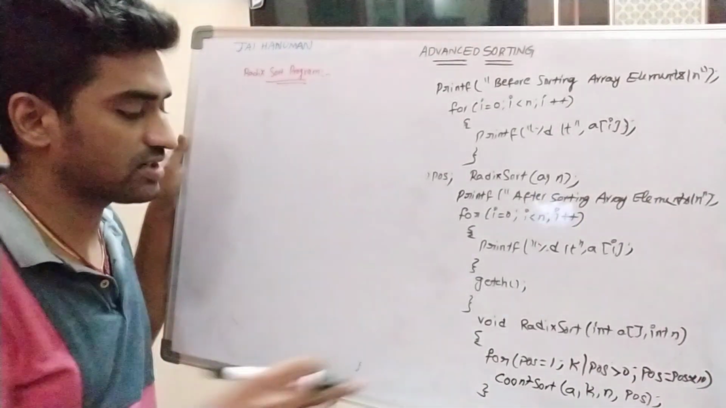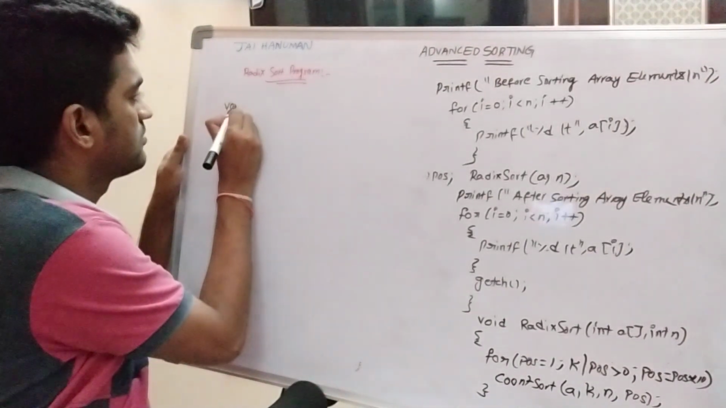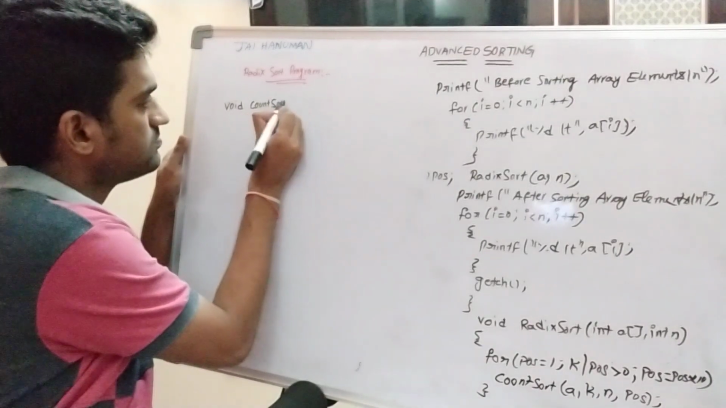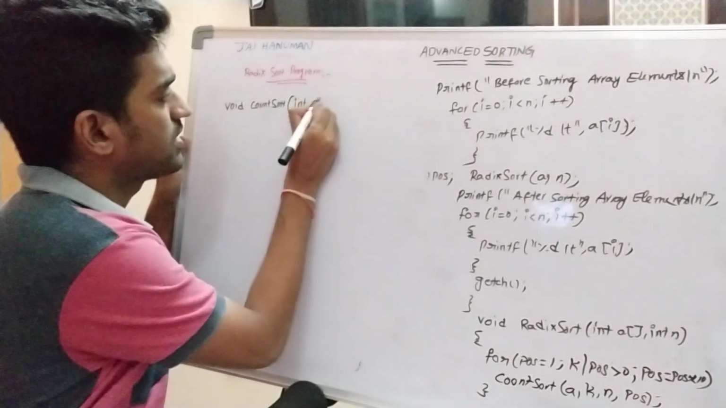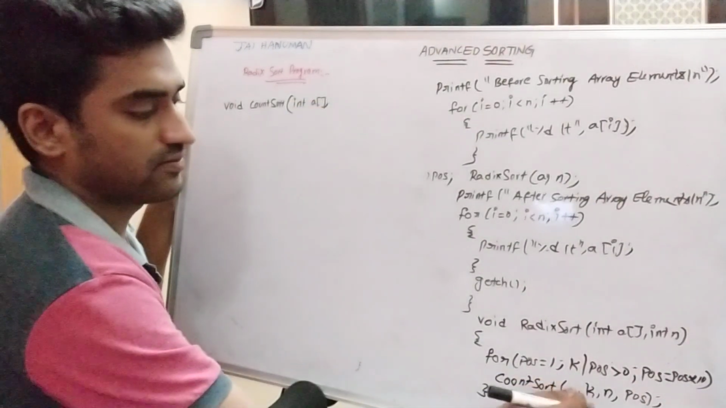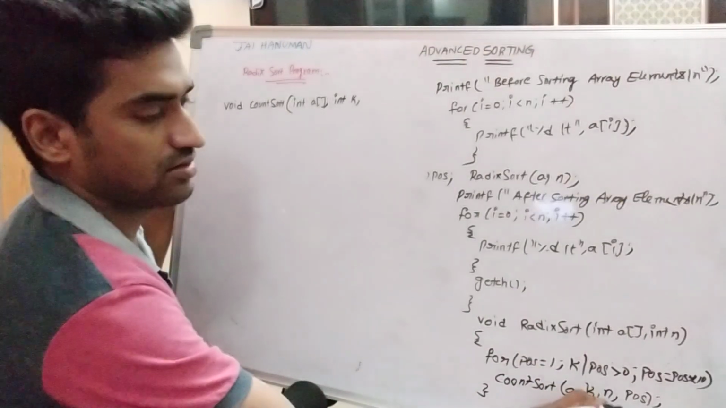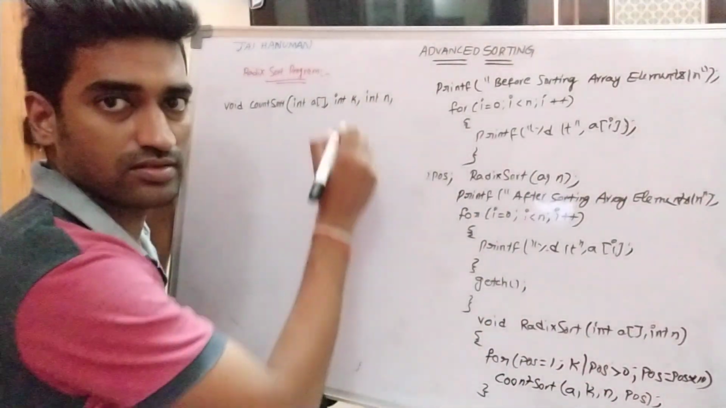So here I am writing the function definition for count sort, right? So void count sort. Here we are passing 4 parameters now: int for array A, int k, for n I am taking n, for position.